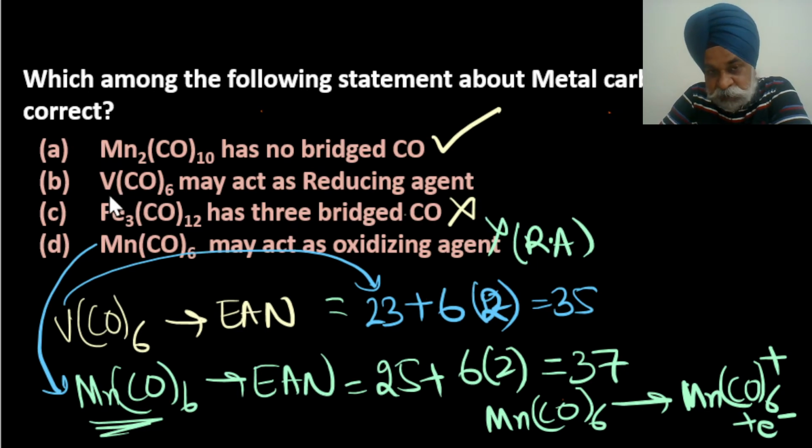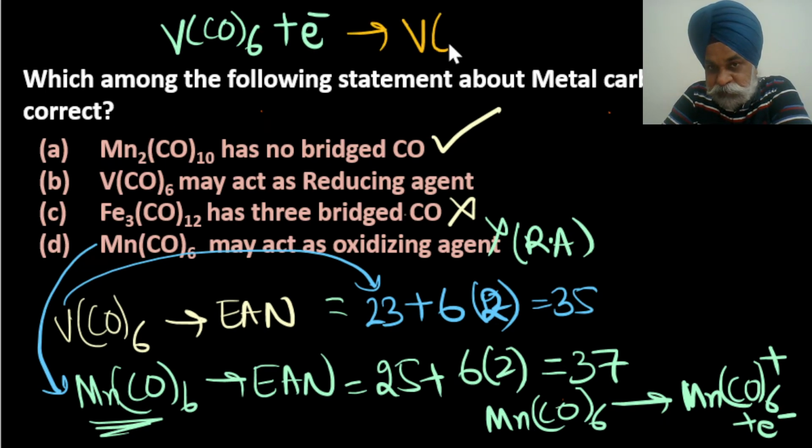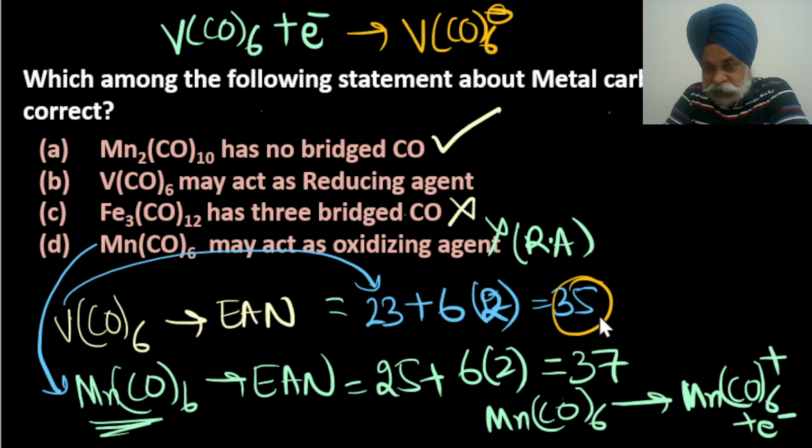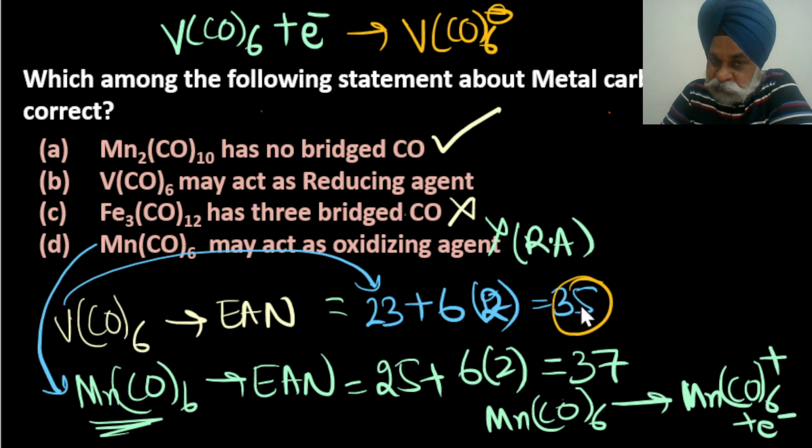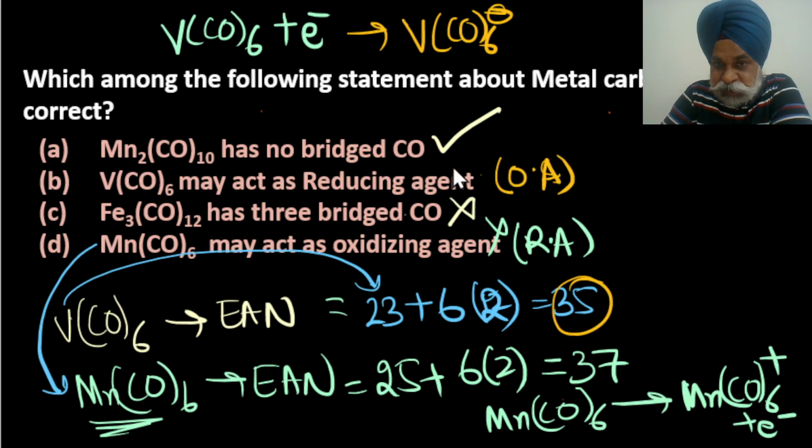And similarly, from the same viewpoint, vanadium CO6 would always want to receive one electron, so that it could become VCO6 negative. Because it has effective atomic number 35, it would want to take one electron so that it becomes effective atomic number 36. So this would want to act as an oxidizing agent. So this in a way is also a wrong statement. So the best answer is option A. I hope all of you have got this well.